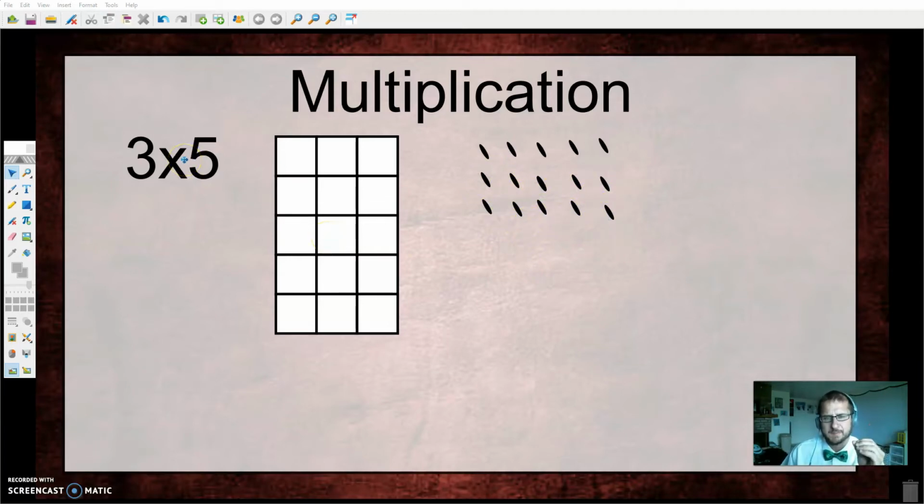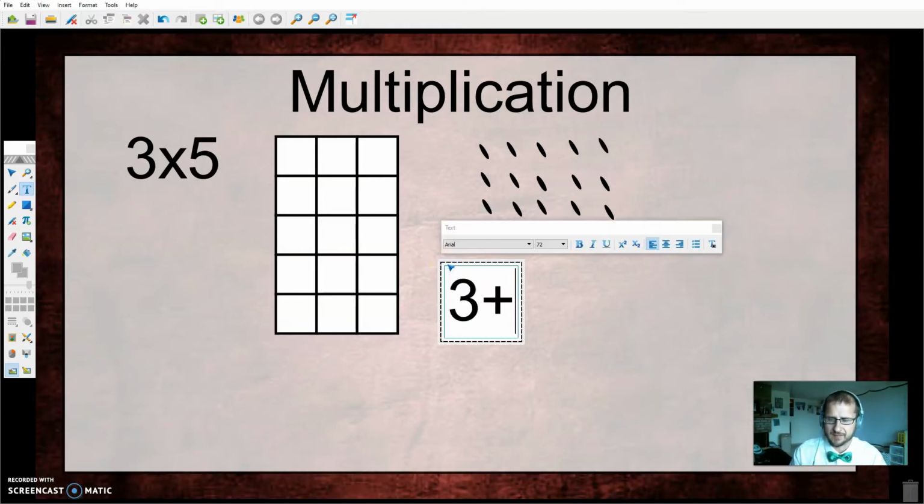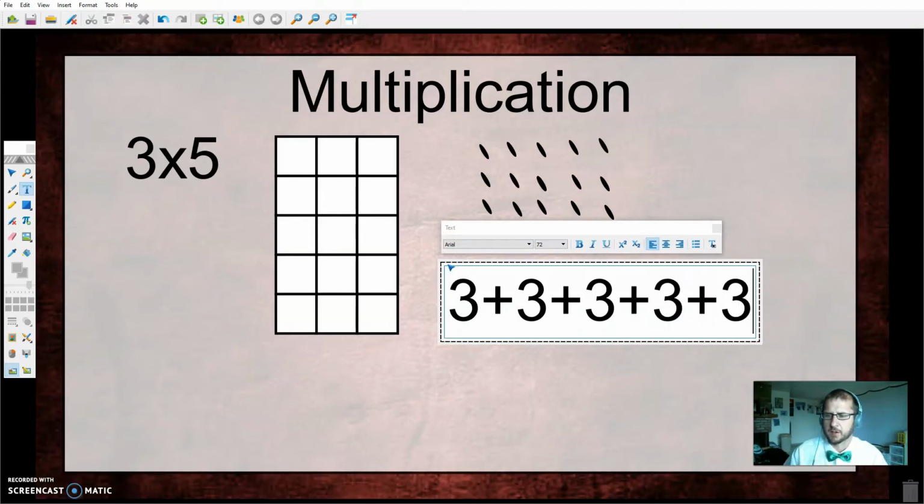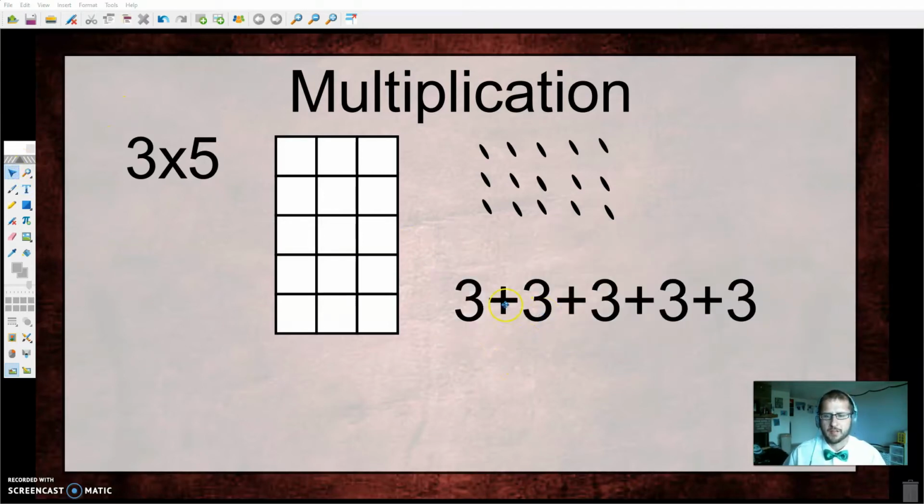Another great aspect of this is that repeated addition, or if you can get past the addition to just skip counting, that works fantastically as well. So let's just think of it as 3 plus 3 plus 3 plus 3 plus 3. Okay, so we've got 3 plus 3 plus 3 plus 3 plus 3. That is 3 5 times.